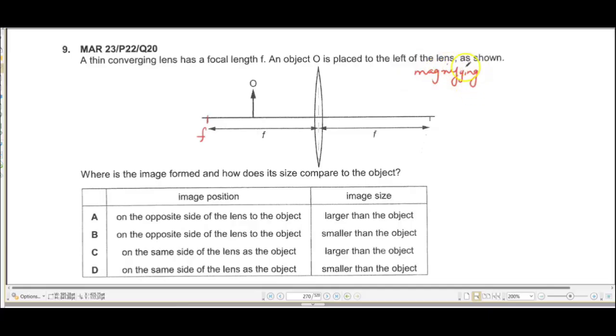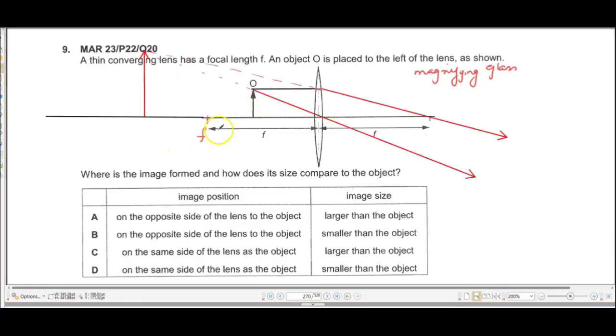Okay, and you know that for the case of the magnifying glass, the image is formed on the same side as that of the object. It is enlarged and virtual. Okay, I'll just make the lines for you and solve it for you. So this is the whole scenario. I've drawn it here. So whenever this happens, the image basically formed is enlarged and virtual because it is on the same side as that of the object.